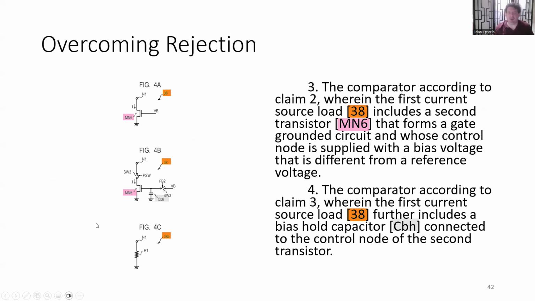Well, first, I'm going to look at my application. And you can see we've got these three different embodiments for the current source load: Figures 4A, 4B, 4C. Claim 3 has the second transistor MN6 that is shown in Figures 4A and 4B. Claim 4, I'm sorry, embodiment 4B is covered by claim 4. It includes this bias hold capacitor CBH. That's the difference between claims 3 and 4, as well as Figures 4A and 4B. We also have this Figure 4C that shows that it can just be a resistor. That's not important for the claims, but we will discuss it momentarily.